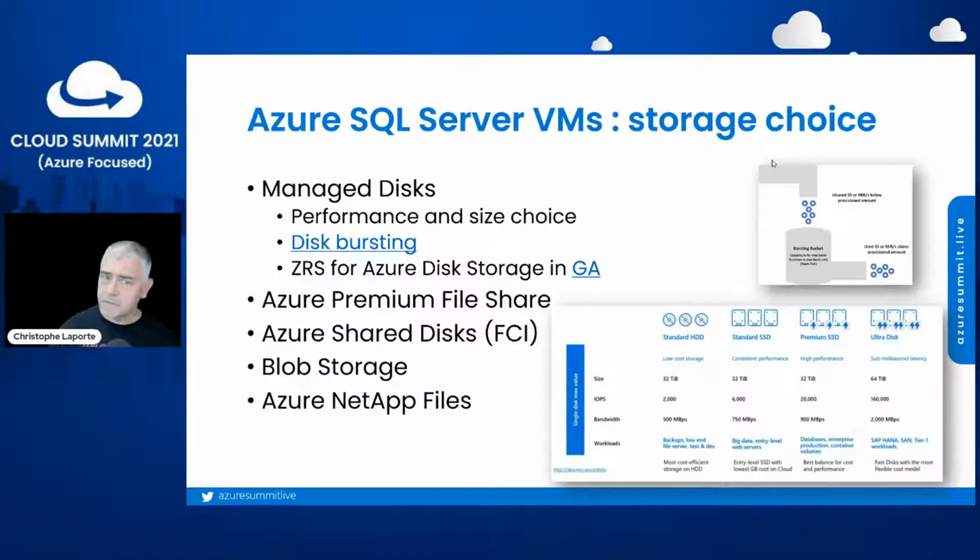And since I think one week, we have the availability to choose zone redundant disks for the storage of your VM. It means that you are more resilient to specific scenarios, in case a zone crashes inside the Azure data center. You can quickly move to another zone and restart your business. You can also use Azure Premium File Share or Azure Shared Disk for the FCI. You can use blob storage, create database to URL and so on. And you can also use NetApp Files. So you have a lot of choice for the storage layer.